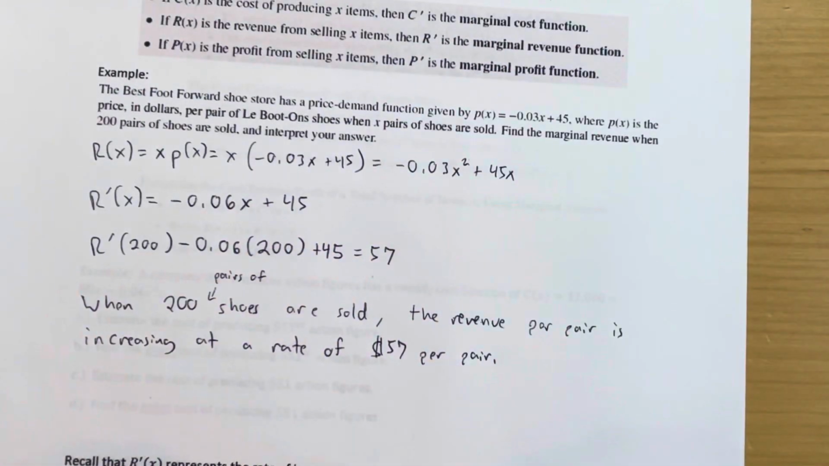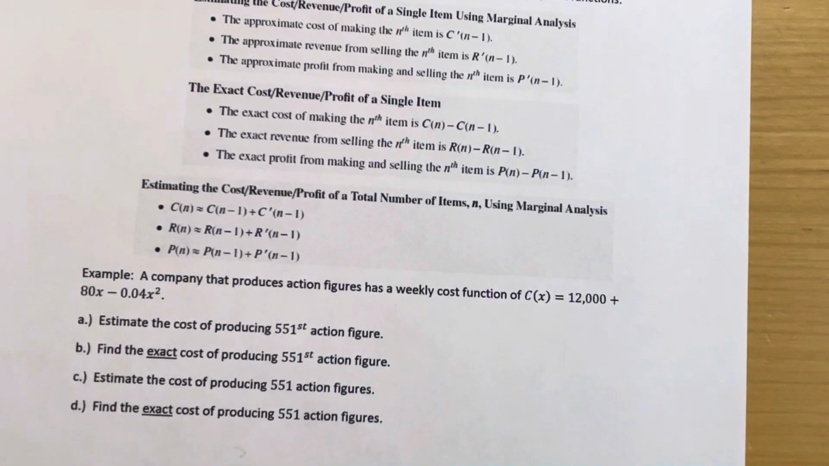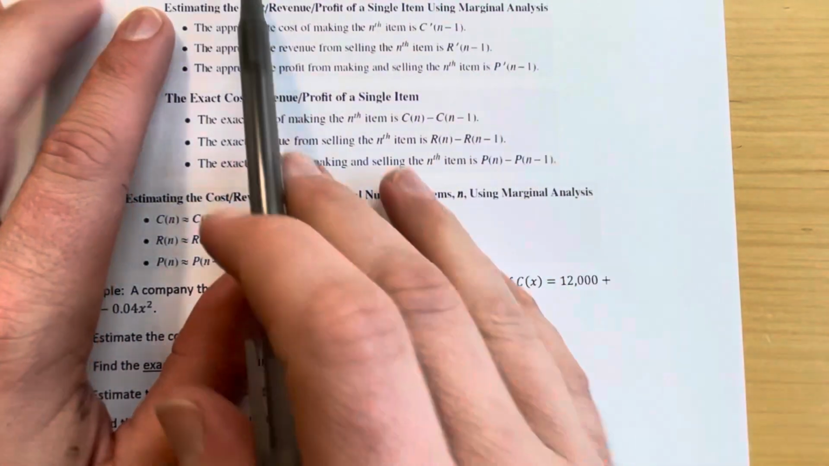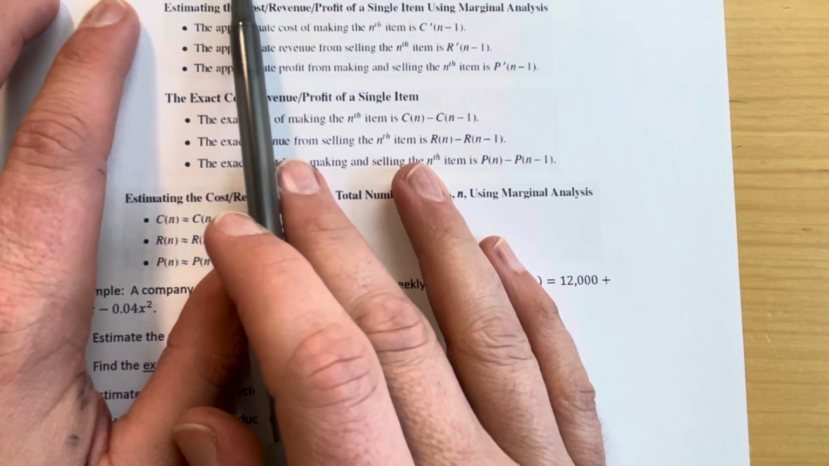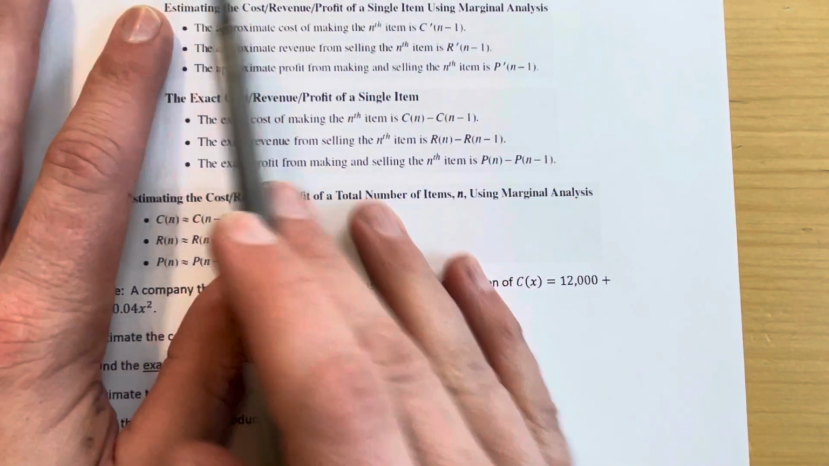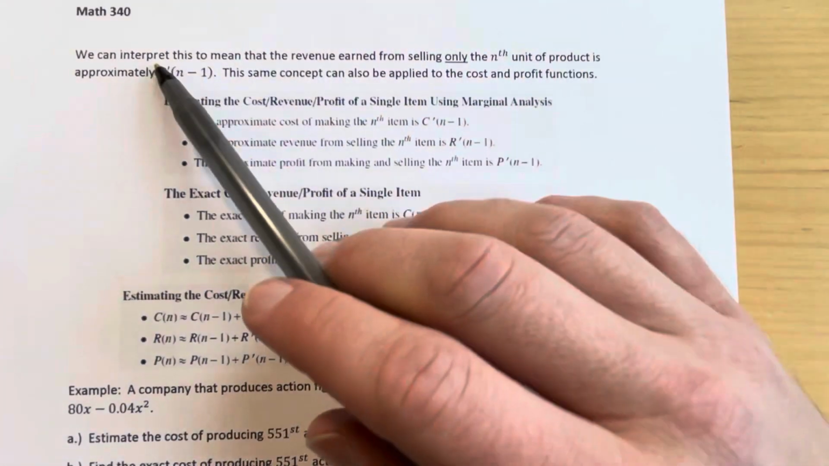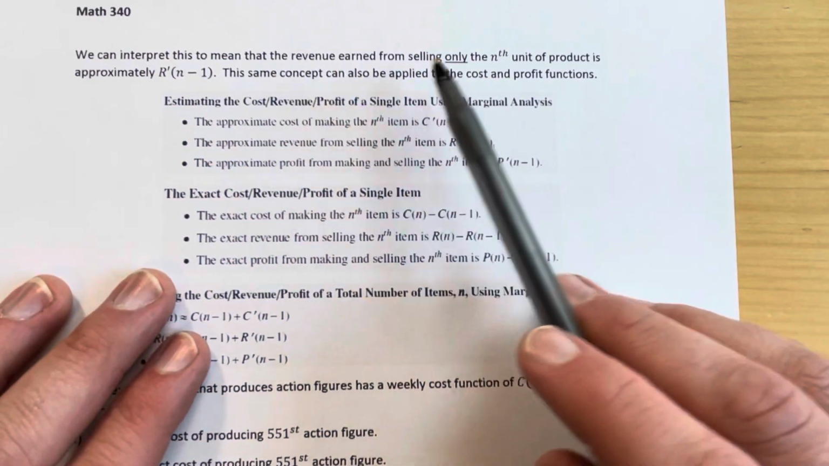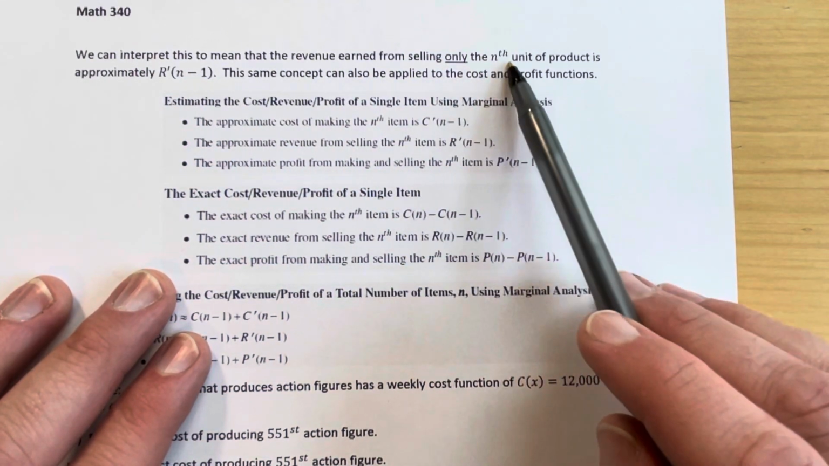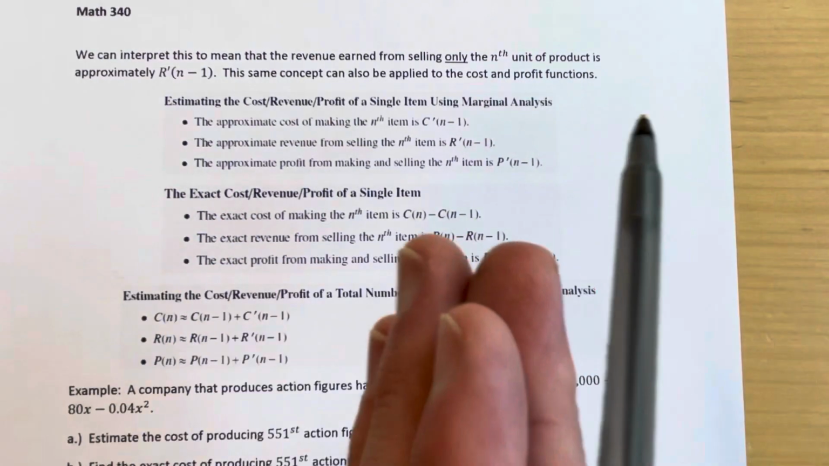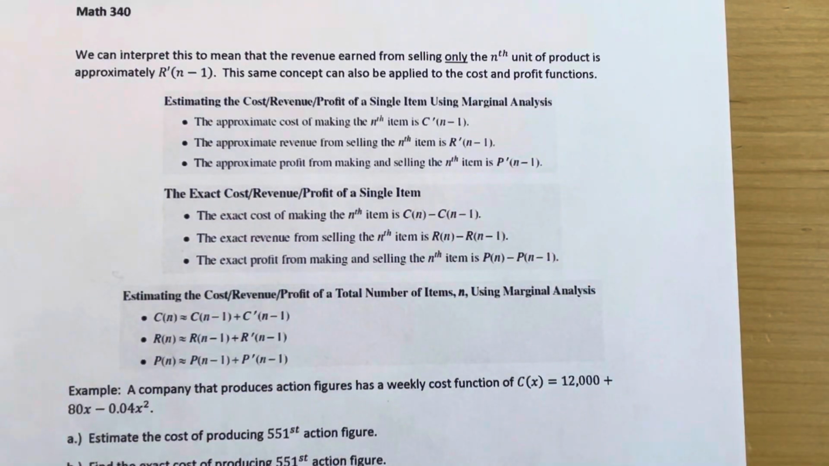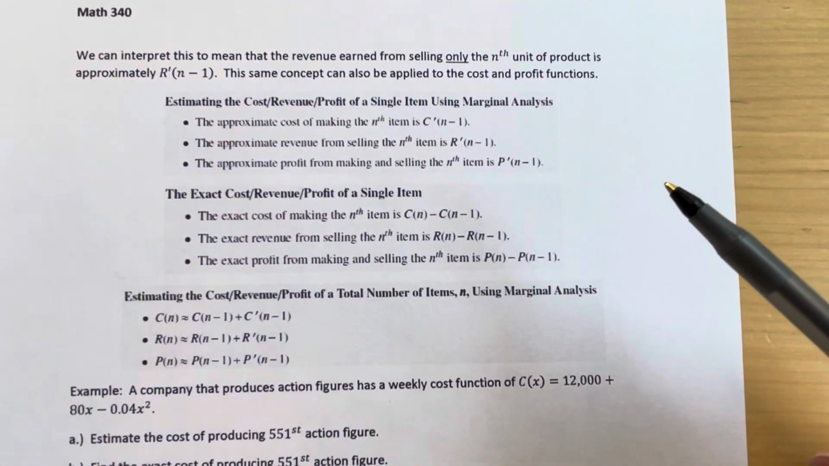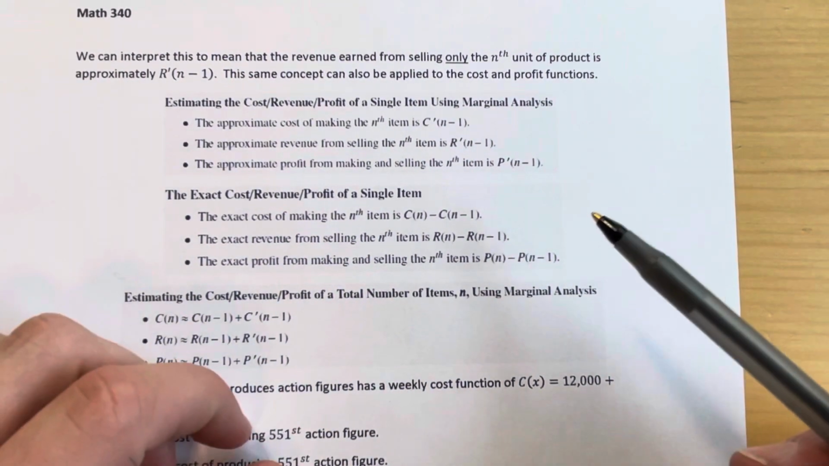That's kind of how we interpret these things when we think of them as marginal functions. Okay, so that's summarized here. We can interpret r prime of n minus 1 as an approximation of the revenue for selling only the nth unit, as opposed to the first n units in total. And that gives us these different interpretations and uses of these marginal functions.